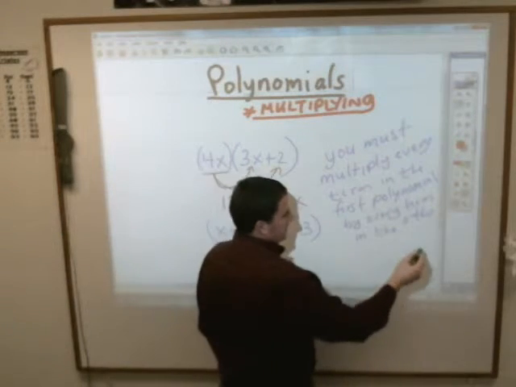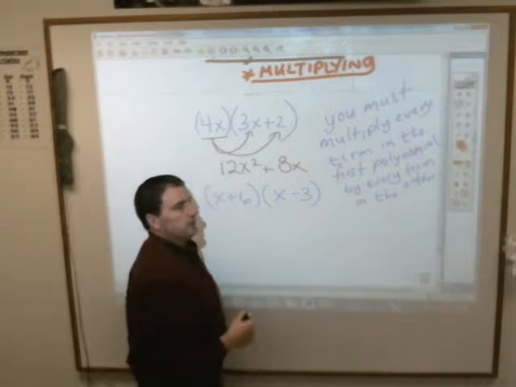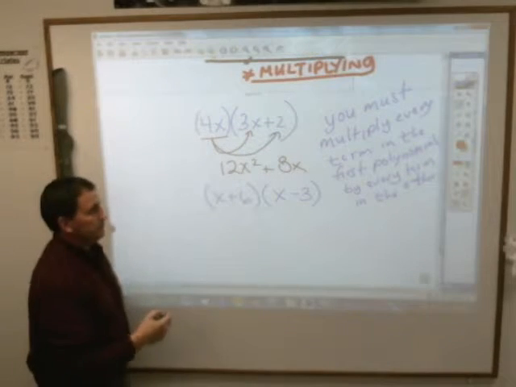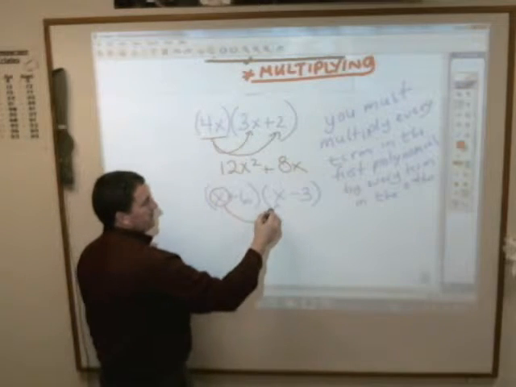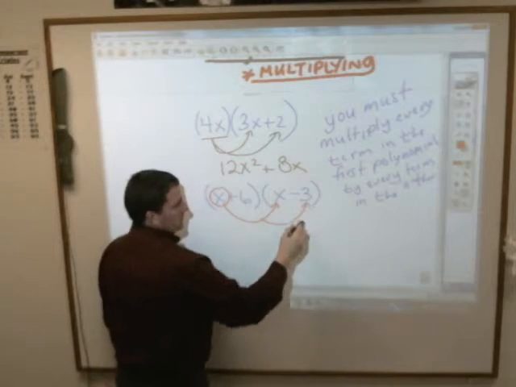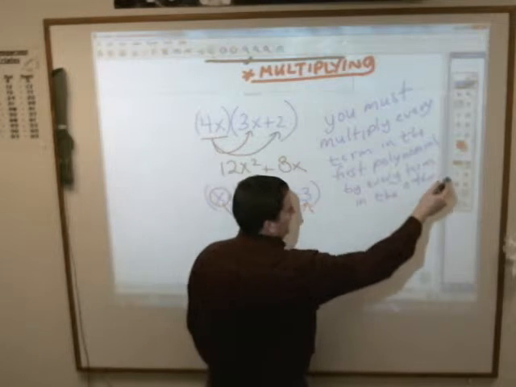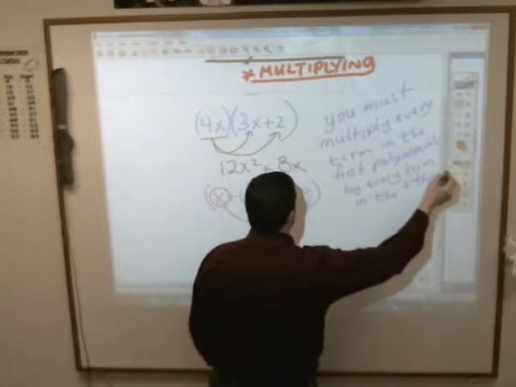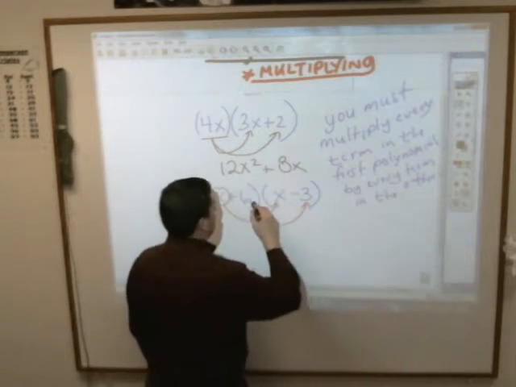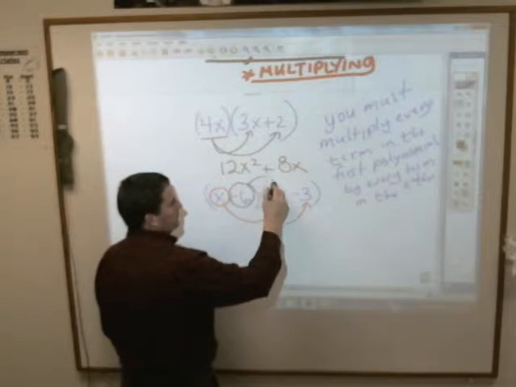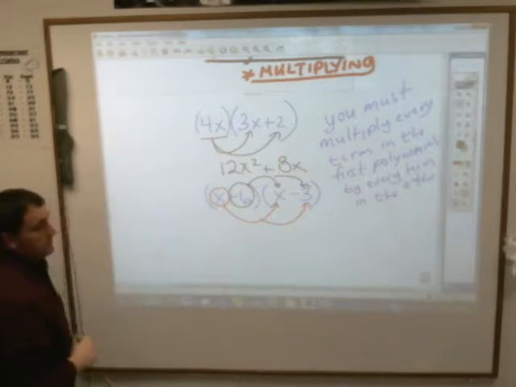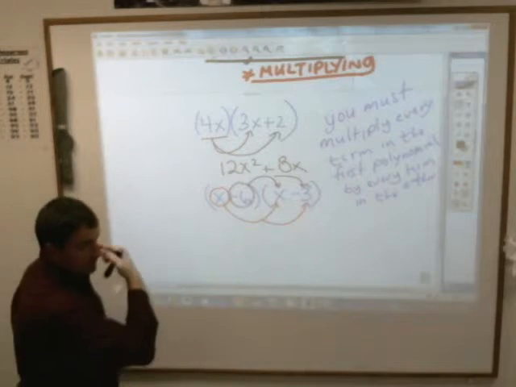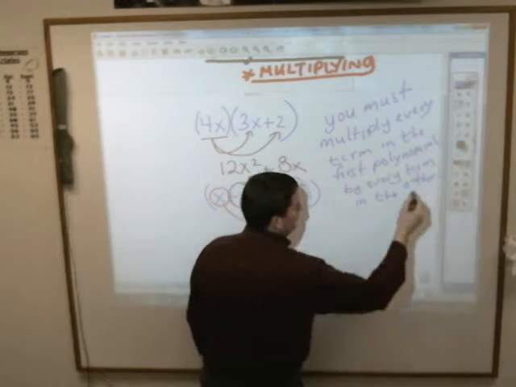In other words, it's like doing the distributive property with every term. You're going to have to take the first term of this one and multiply it by both of these. Then you're going to have to take the second term, the positive 6, and multiply it by both terms of the second one. And then see if you can simplify it. Let's see what happens when you do that.